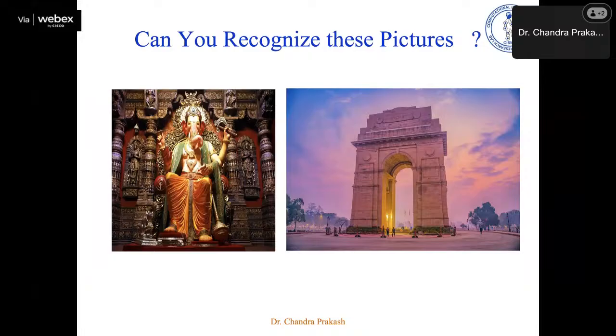I will ask some questions and then we will move to the SVM. Can you recognize these pictures? Okay, what are these? Okay, Ganeshji and India Gate. Now the question is whether this first one is a portrait or a sculpture.